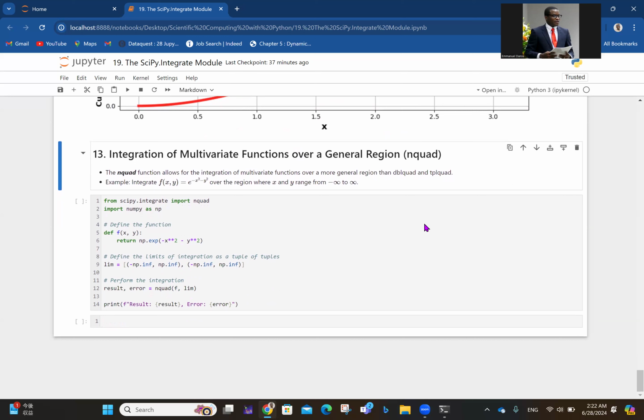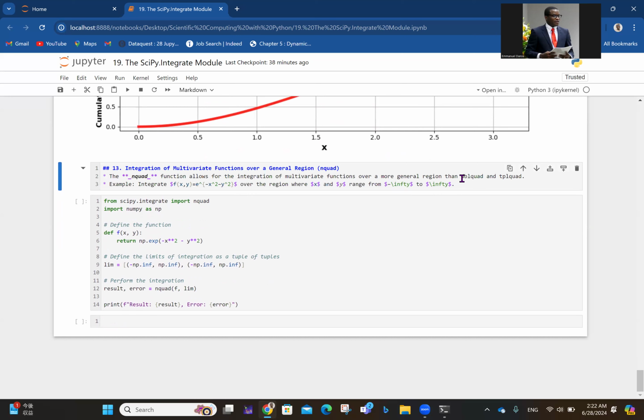And finally, we come to integration of multivariate functions over a general region. Here you talk about nquad, right? The nquad function allows for the integration of multivariate functions over a more general region than the dblquad and tplquad, double quad and triple quad.